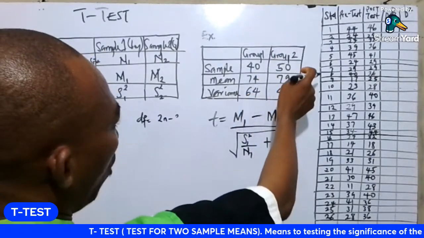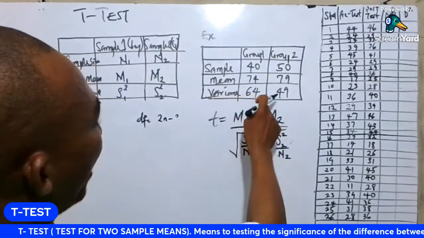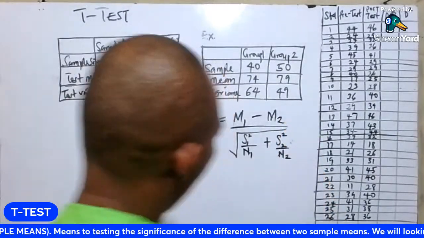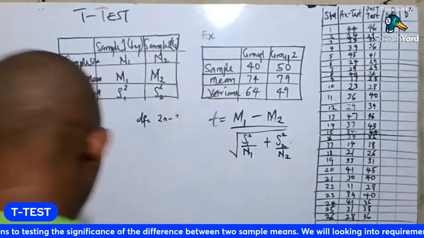When they calculated the mean of their scores, the first group got 74 here. The mean of the second one is 79. The variance for the first group is 64, and the variance for the second group is 49. So now you want to use this.